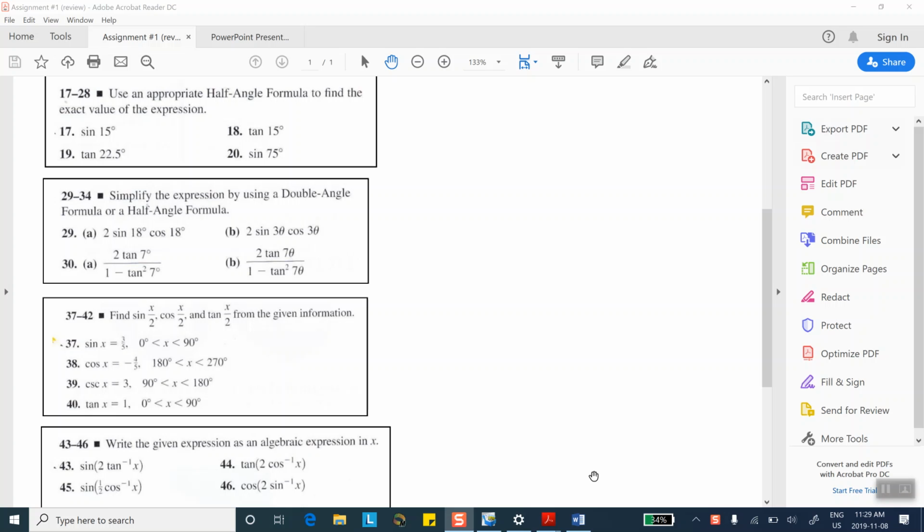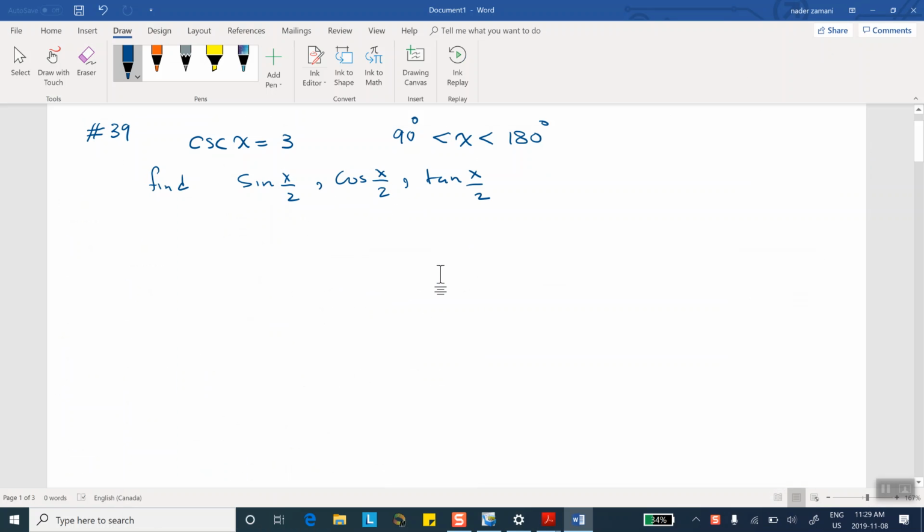All right, folks, this is the third video segment for the solution homework number 15. We just finished problem number 38, and we're going to move to problem number 39. So here's the way it's worded. You're given that cosecant of x is 3 and x is in this range. Find sine of x over 2, cosine of x over 2, and tangent of x over 2.